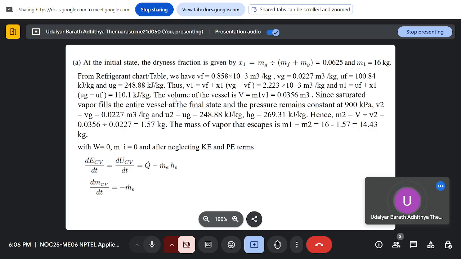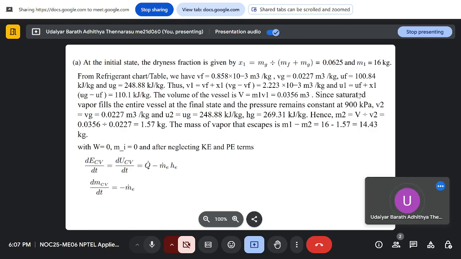So now the volume of the vessel at state 1 is, we know the initial mass present and we know the specific volume. So specific volume times mass will give me the volume occupied, or the volume of the cylinder. So that is equal to 0.0356 meter cube. So that is my volume of the cylinder.